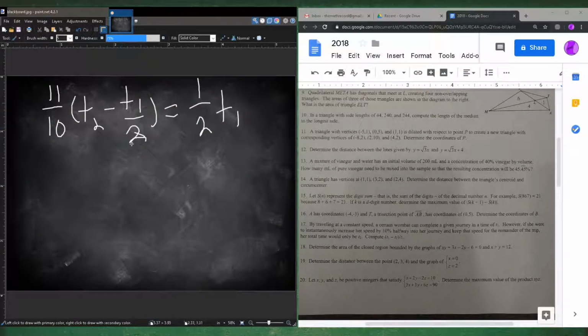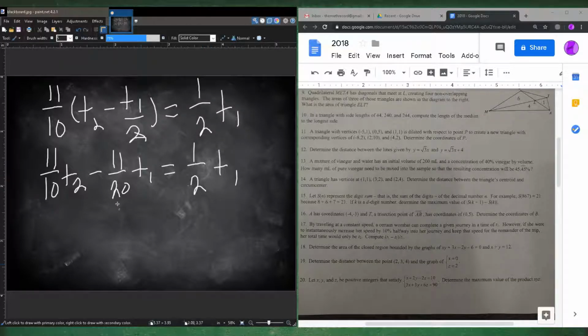Now, we just need to distribute this out, so that's 11 over 10 t2. Sorry, I'll make it look like a subscript. Minus 11 over 20, because 11 over 10 times 1/2 is just 11 over 20. t1 is equal to 1/2 t1. Okay, so you just add 11 over 20 to both sides.